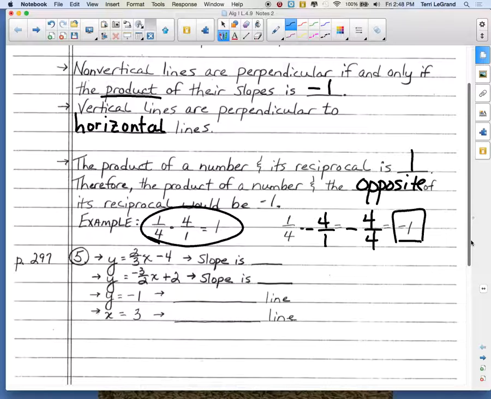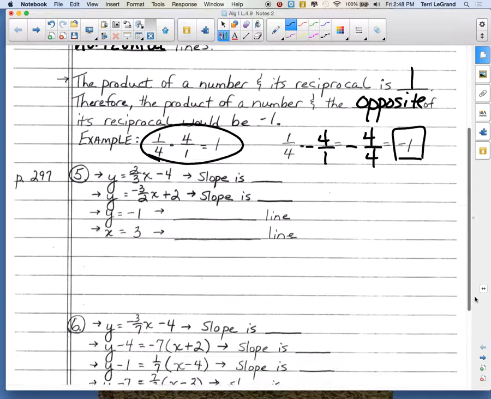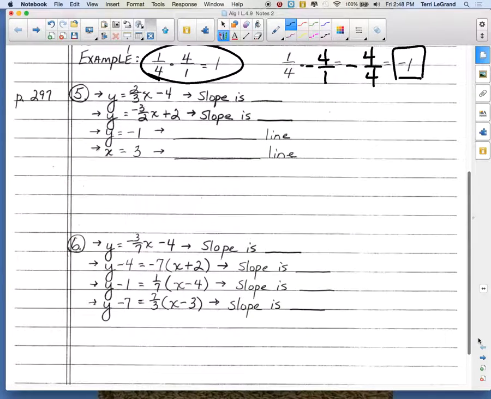And if they're a vertical line or a horizontal line, we're not going to worry about their slopes because here's the deal. A horizontal line has a slope of what? 0. What's the slope of a vertical line? Undefined. You think there's any way you're going to multiply 0 times undefined to get -1? No. So we can't talk about the product of their slopes. If it's a vertical line and the other one's a horizontal line, they have to be perpendicular.